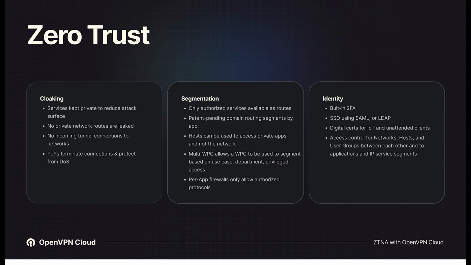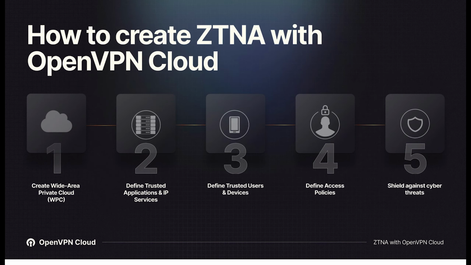Now let's look at the steps on how to create a ZTNA with OpenVPN Cloud. As you can see on the slides, there are five steps, and we're going to go through each step. So the first step is creating a wide area private cloud, or WPC, and then we're going to define the trusted applications and IP services.